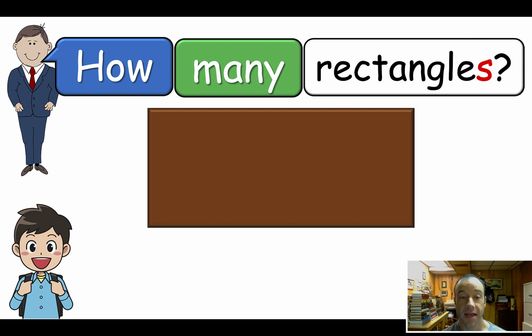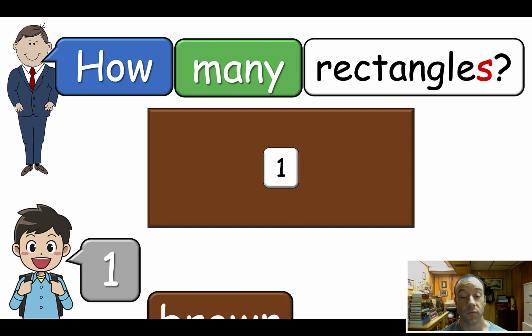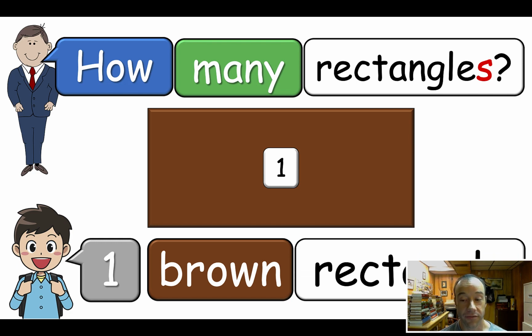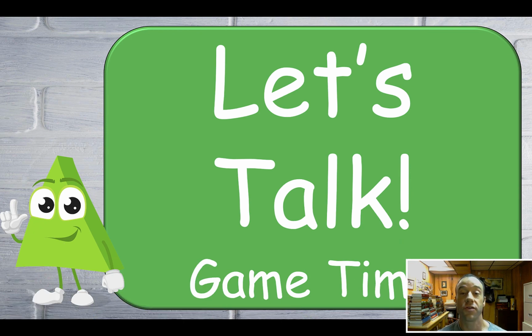Okay. How many rectangles? How many rectangles? And it's good for them to see that you're saying the S, because you don't know when you're asking this question how many there are, okay? One brown rectangle. Okay? And then go on to the next part of the lesson.